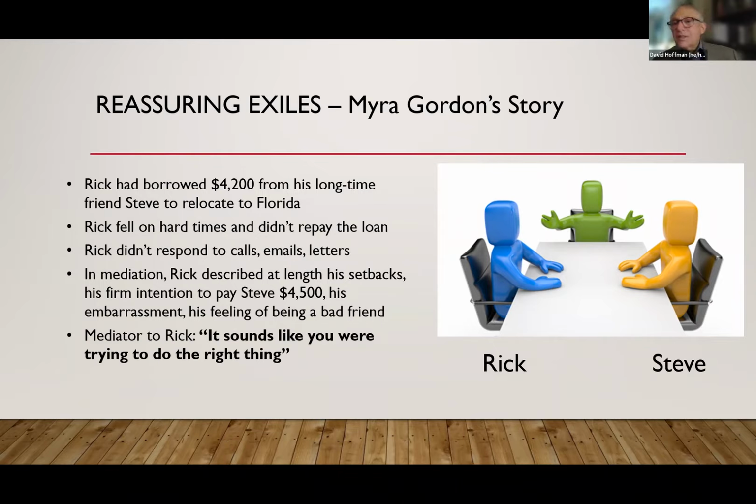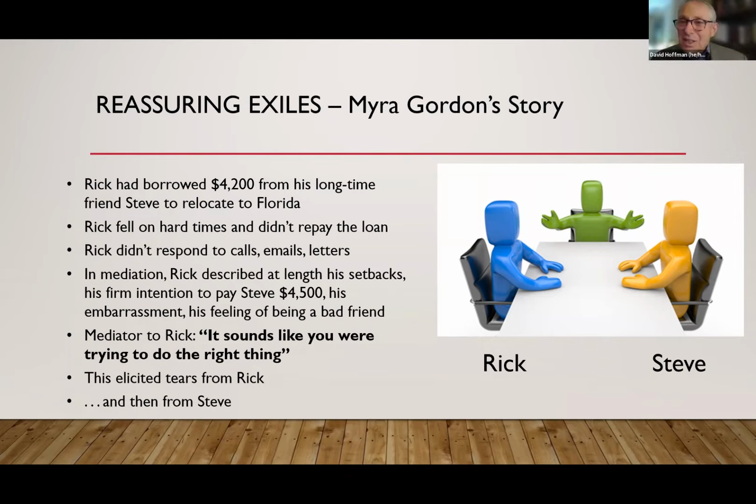And then at that point, Myra said to Rick, it sounds like you were trying to do the right thing. And at that point, Rick started crying. And these two guys, older guys, knew each other from the neighborhood. My impression from Myra's description is they had never seen each other cry. And as soon as Rick was crying, then Steve started crying.